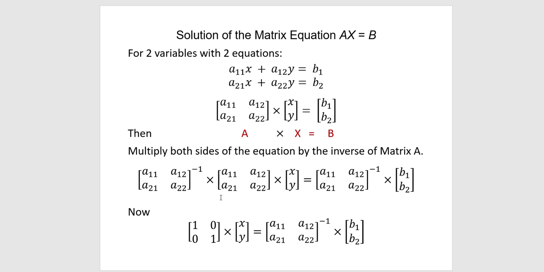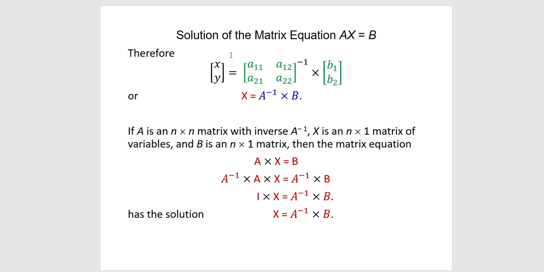Now, multiply both sides of the equation by the inverse of the A matrix. On the left-hand side, the product of the inverse A matrix and the A matrix is the identity matrix. The identity matrix multiplied by the X matrix is still the X matrix. The X matrix represents our variables of X and Y. The right-hand side, which is the inverse of the A matrix times the B matrix, is our answer matrix.